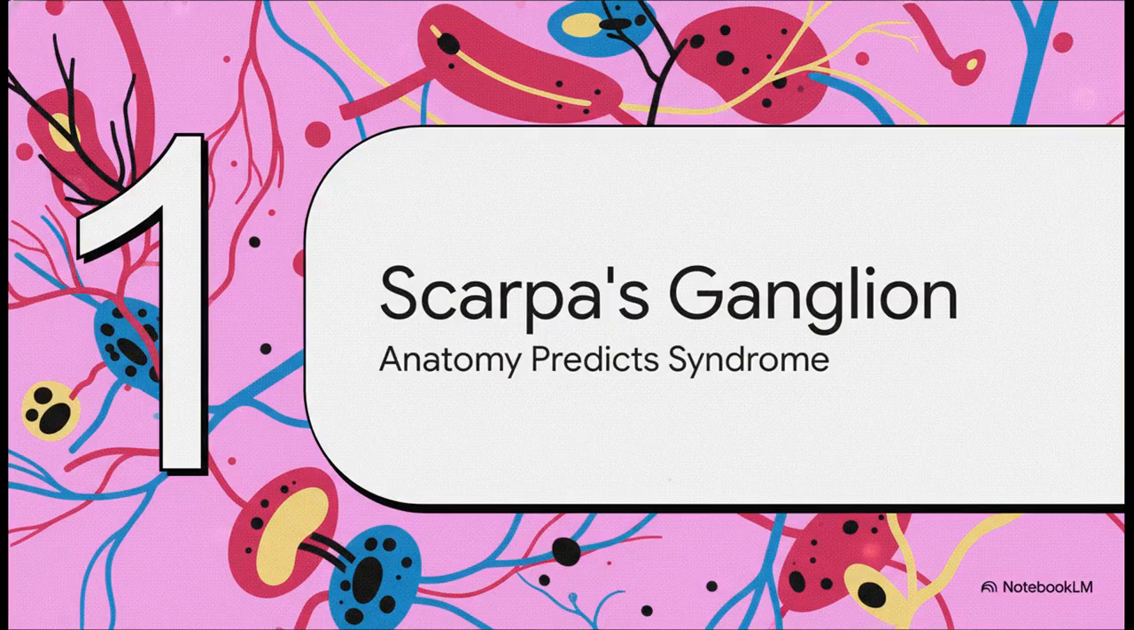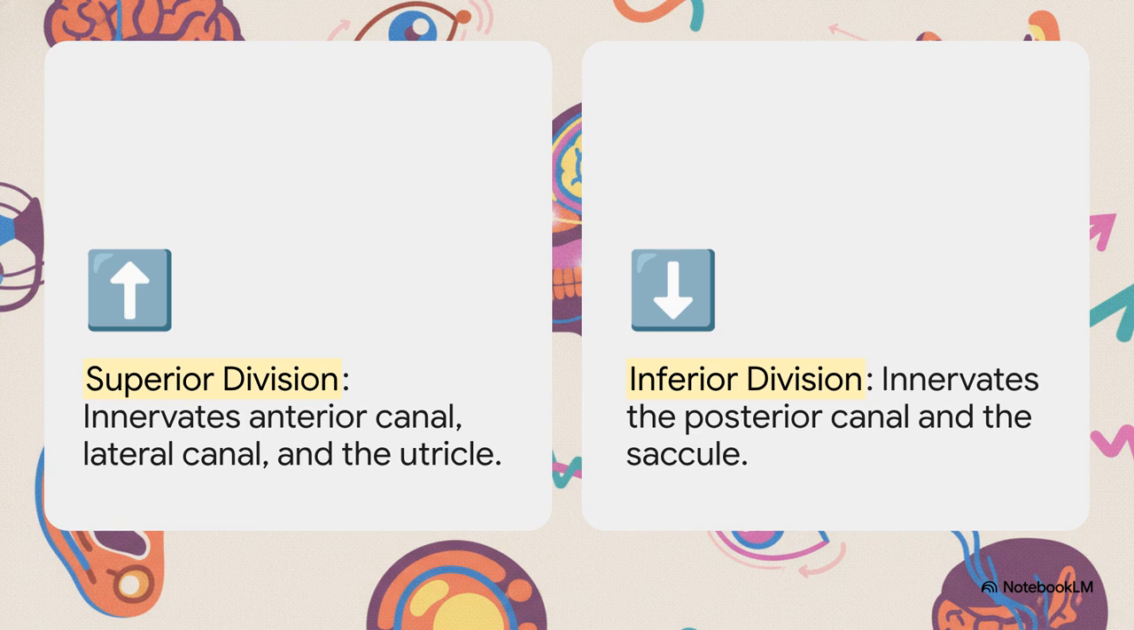So the first piece of our puzzle starts right here, out in the periphery, with a structure called Scarpa's ganglion. Its very precise organization is really the key to unlocking why vestibular neuritis looks the way it does. Just look at the strict division of labor we have going on here. Scarpa's ganglion isn't just one big uniform bundle of nerves. Nope, it's split very cleanly into two distinct parts. You've got the superior division, which takes care of the anterior and lateral canals, plus the utricle. And then you have the inferior division, which exclusively serves the posterior canal and the saccule. This clean anatomical split is the absolute first clue to solving our puzzle.